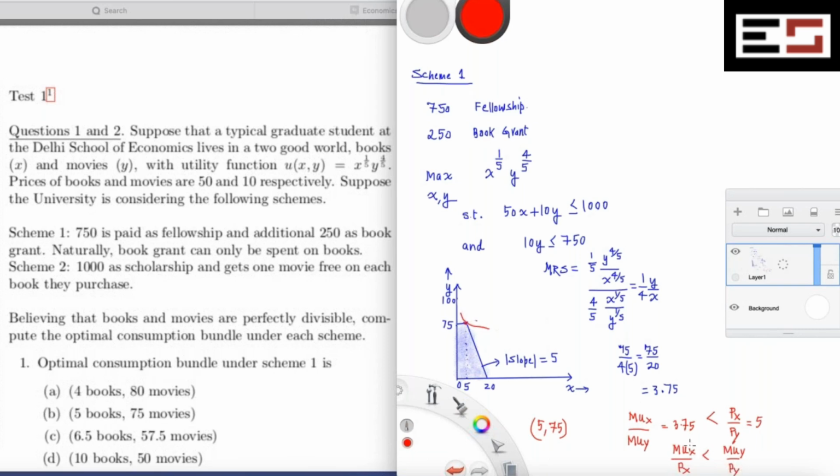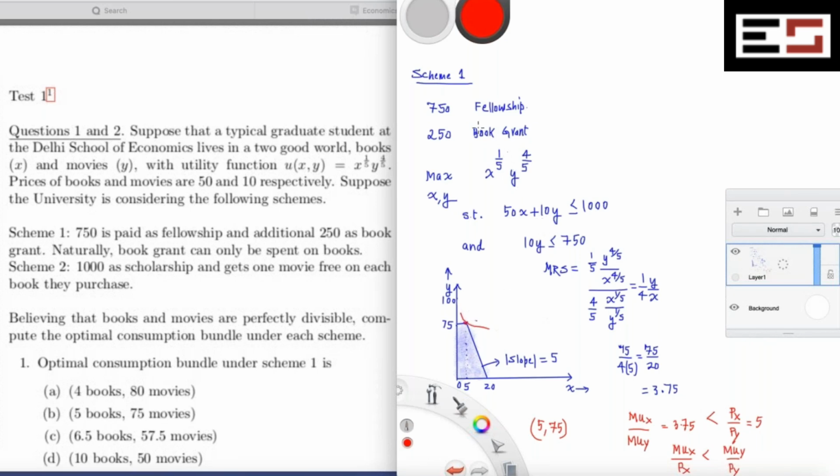So what that means is, you would love to move your money from X to Y, if possible. If possible, you would want to move money from books to movies. So you would want to buy more of movies and less of books if you are at this point. The problem is that you cannot do that.